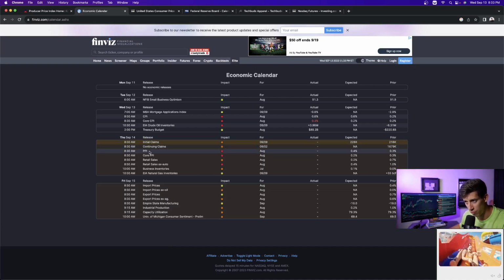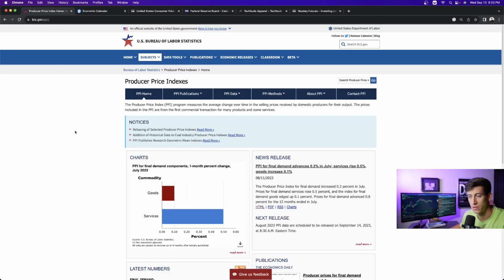Again, 1 hour before the market opens, there's going to be the PPI and core PPI report, as well as retail sales. The reason that this is important is, a lot of people view the PPI report as a tool to be able to forecast future CPI reports. Because if we're seeing inflation go up or go down on the producing side of things, then that gets passed down to the consumer.